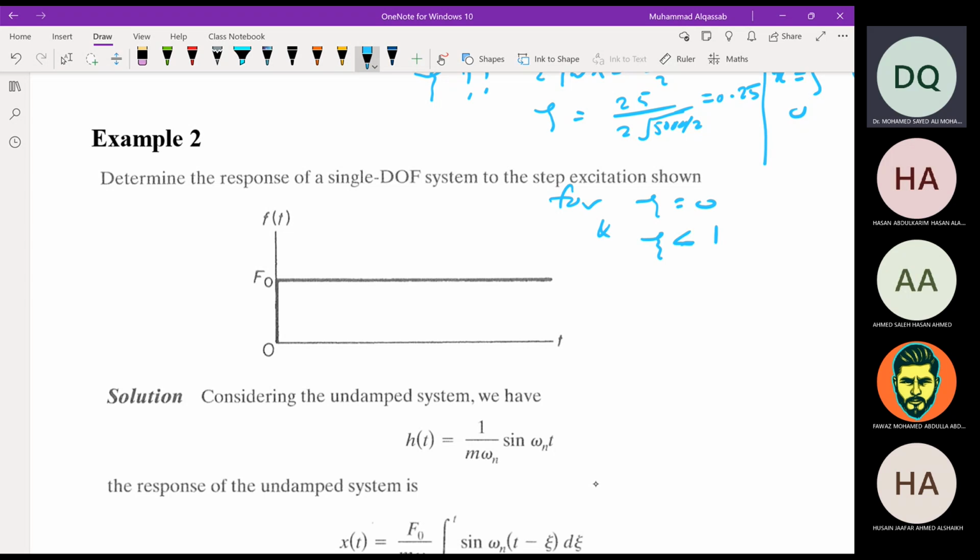Substituting for a and b, we get x equals minus f naught over k cosine omega n t plus f naught over k. We take f naught over k common. It is 1 minus cosine omega n t. So there are two approaches for finding the solution.